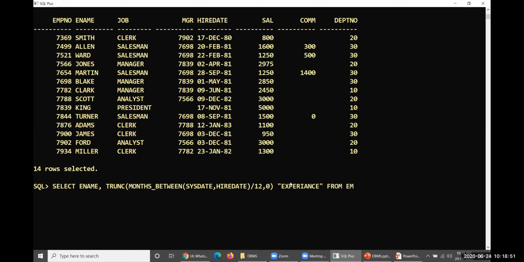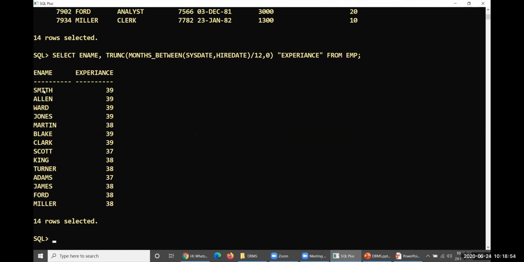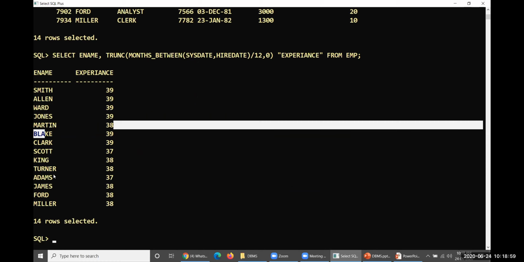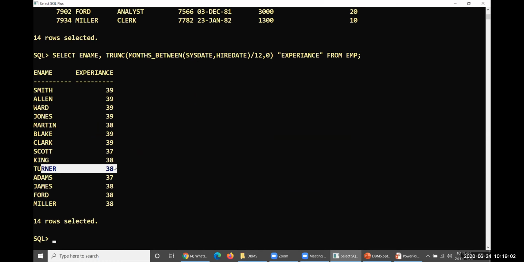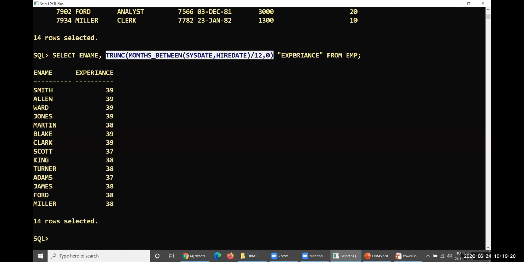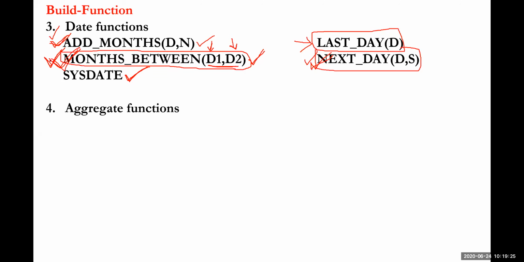So from EMP, if you take something like this, Smith has 39 years of experience, Allen also, and so on. King has 38 years, Turner has 38 years, and Adams has 37 years, and so on and so forth. Like this, you could also get the specification here. If you have any date of birth, obviously you could identify the age of that particular fellow based on this. Instead of experience, you may write age. In this way, you have to identify age and experience by using this one here.